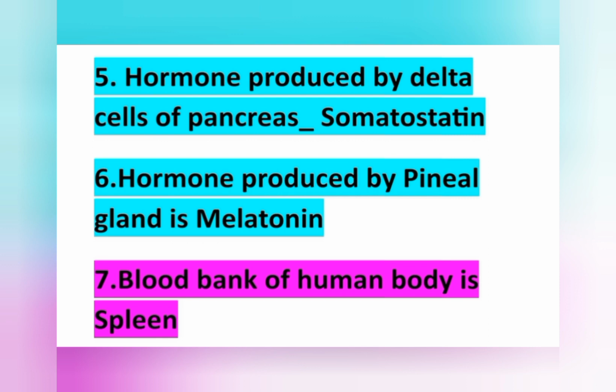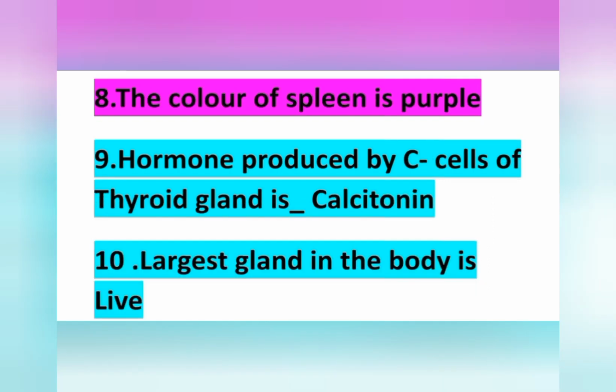And the next point, blood bank of human body is spleen. The color of spleen is reddish purple. And the next point, hormone produced by C-cells of thyroid gland is calcitonin. And the next point, largest gland in the body is liver.